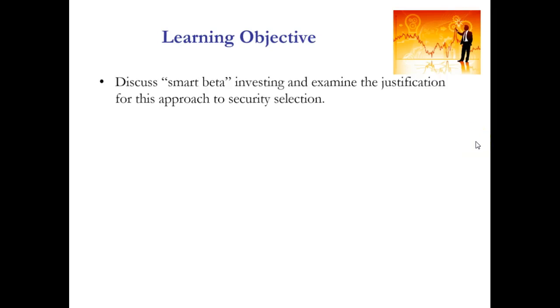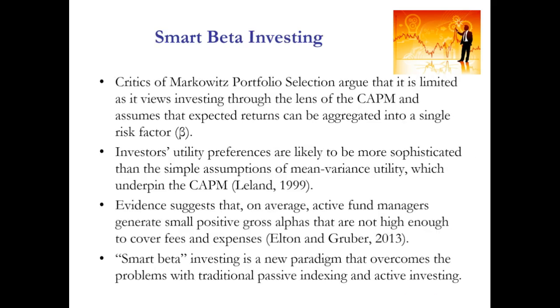In this learning objective, we discuss smart beta investing and examine the justification for using this approach as opposed to the approach that theory would suggest, which is the Markowitz portfolio selection model. So we've previously seen that if we apply the theory put forward by Harry Markowitz, we should come up with an optimal risky portfolio by simply looking at the expected returns and the variance-covariance matrix between stocks.